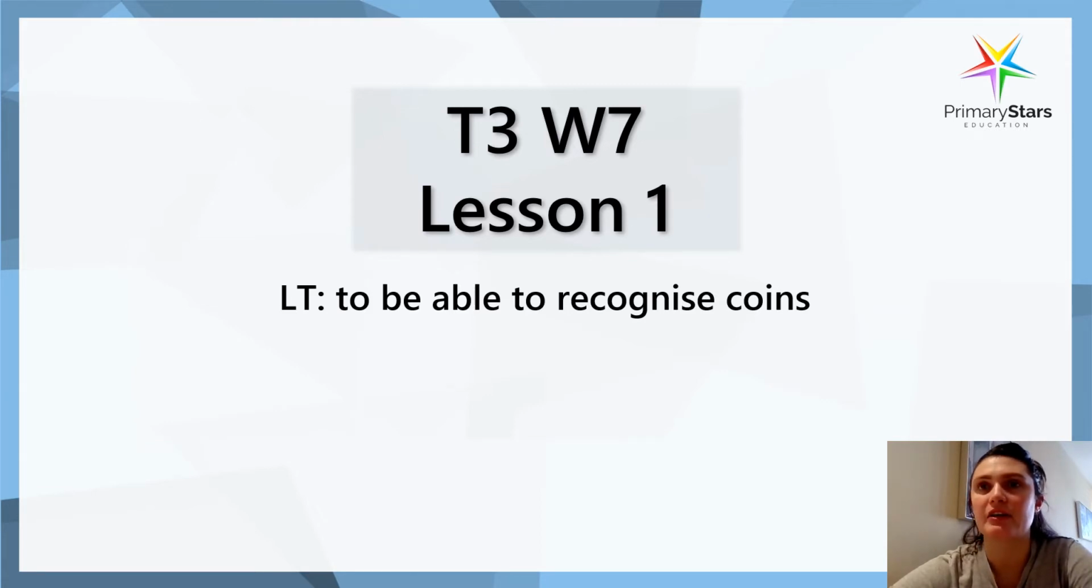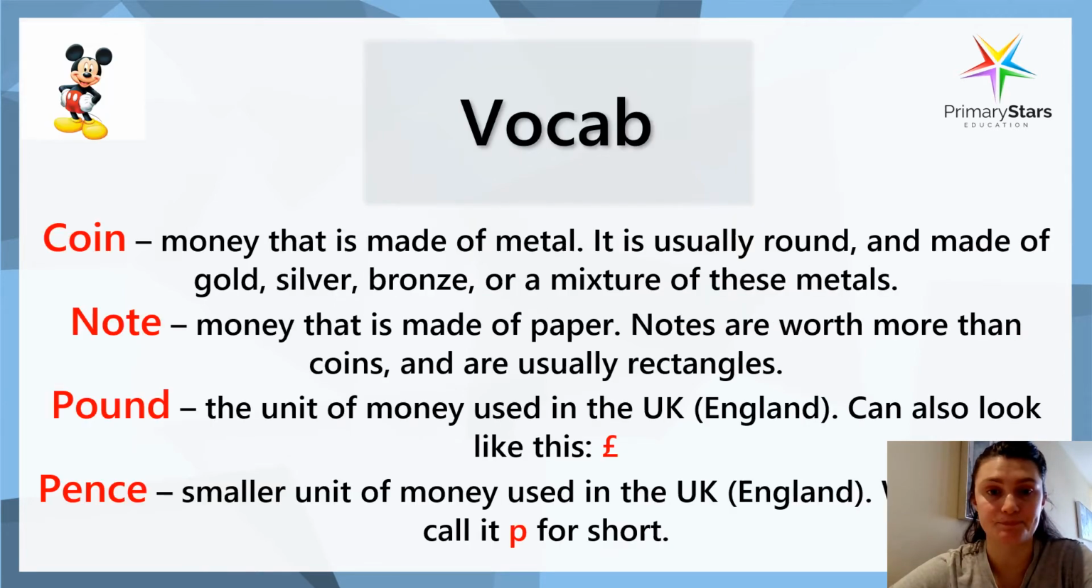So we need to learn the UK money so that we can learn how to use the coins and the notes. So what we're going to do, we're going to start by looking at some of the words that we'll be using this week. So a coin is money that is made of metal. It is usually round and made of gold, silver, bronze, or a mixture of these metals. So maybe it will be gold and silver. So a coin is a small round money.